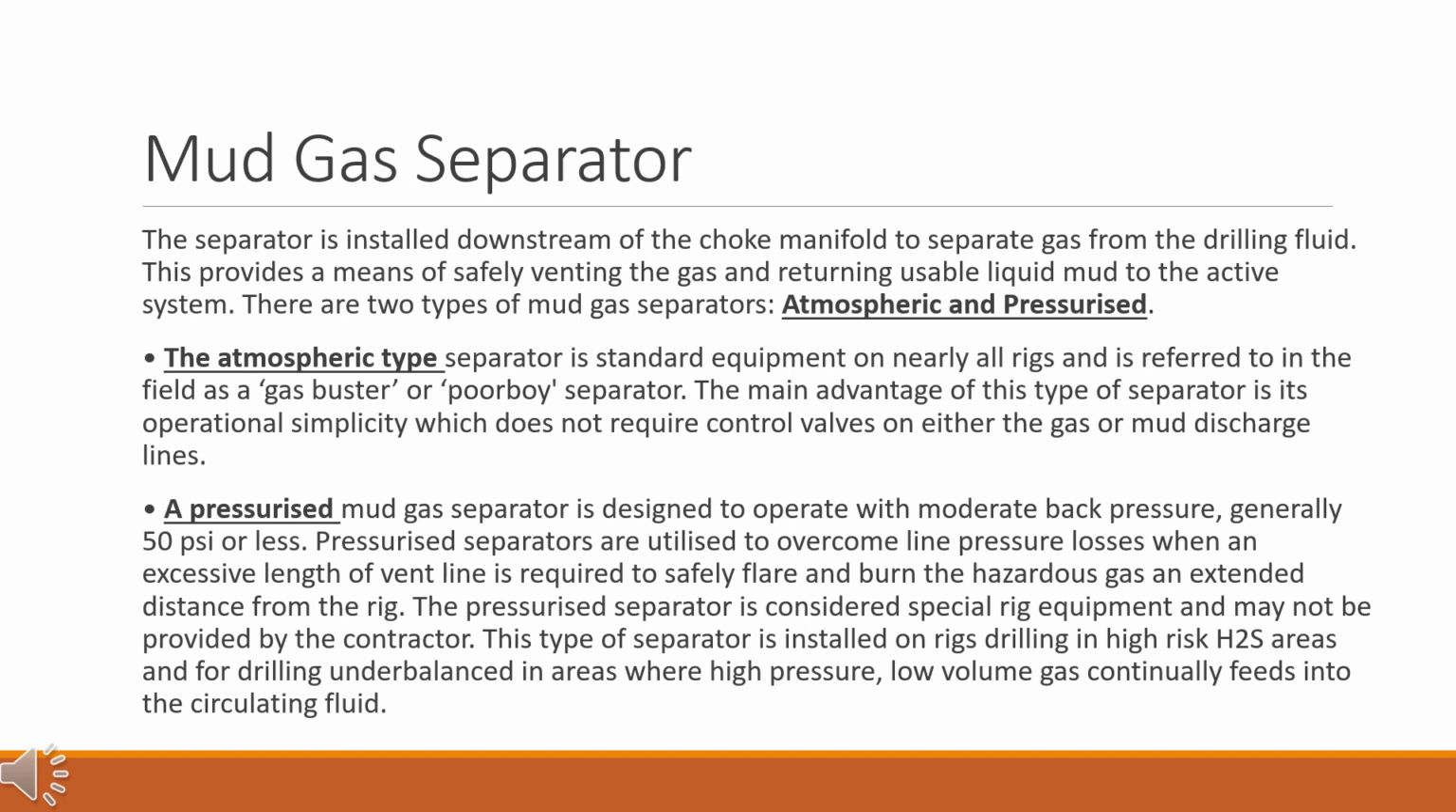A pressurized mud gas separator is designed to operate with moderate back pressure, generally 50 psi or less. Pressurized separators are utilized to overcome line pressure losses when an excessive length of vent line is required to safely flare and burn the hazardous gas an extended distance from the rig. The pressurized separator is considered special rig equipment and may not be provided by the contractor. This type of separator is installed on rigs drilling in high-risk H2S areas and for drilling underbalanced in areas where high pressure, low volume gas continually feeds into the circulating fluid.